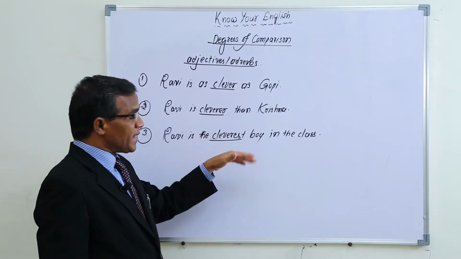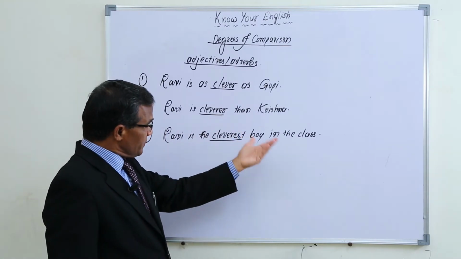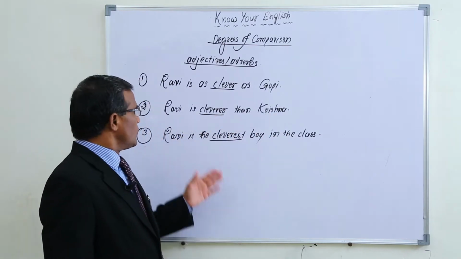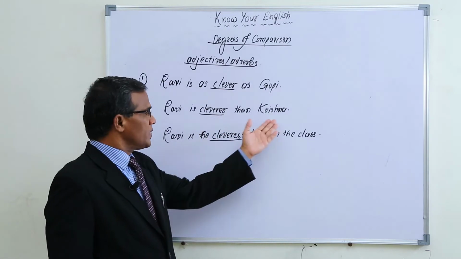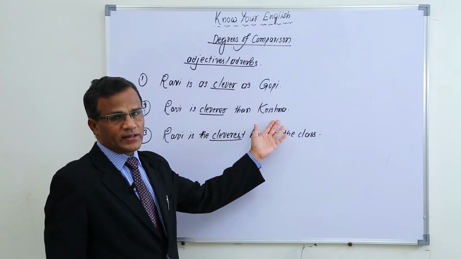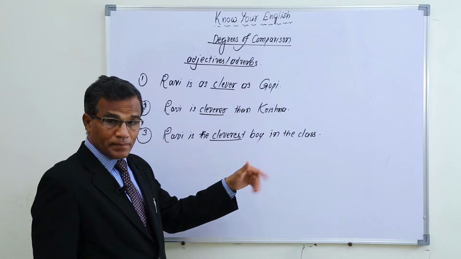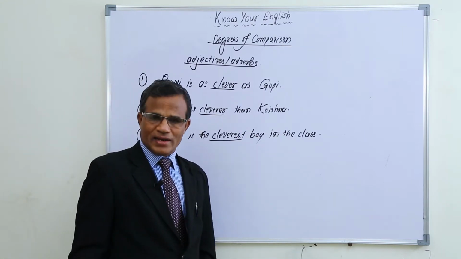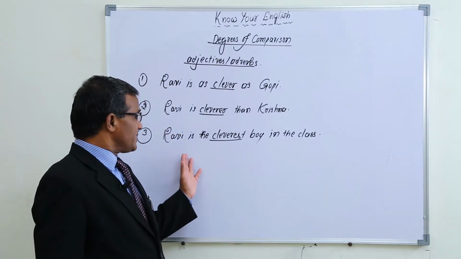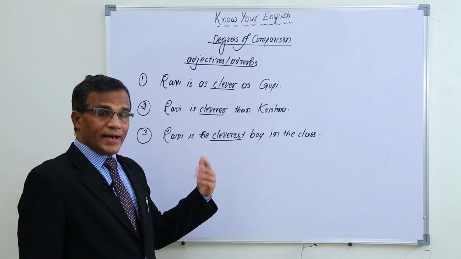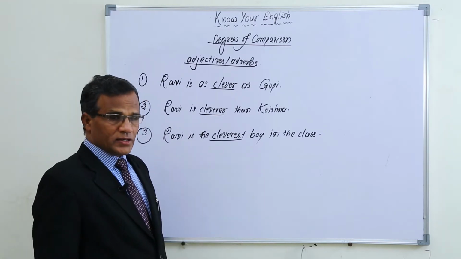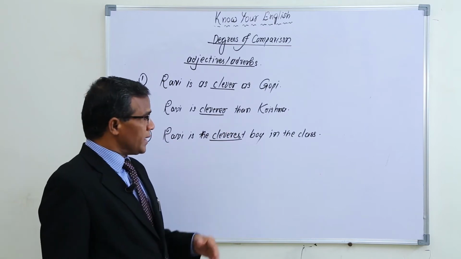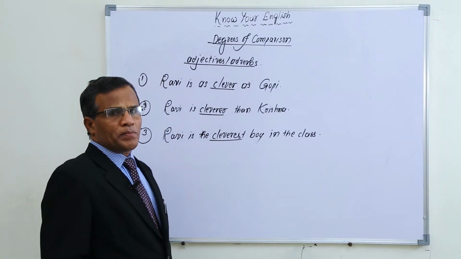And in the same way, comparison may be done in different ways also. Ravi is cleverer than Krishna. So Ravi's cleverness is more than Krishna's cleverness. So in this way also we can compare. And for example, Ravi is the cleverest boy in the class. So the cleverness of Ravi is here highest, meaning superlative. So no other person is as clever as Ravi. So in this way we can compare people.